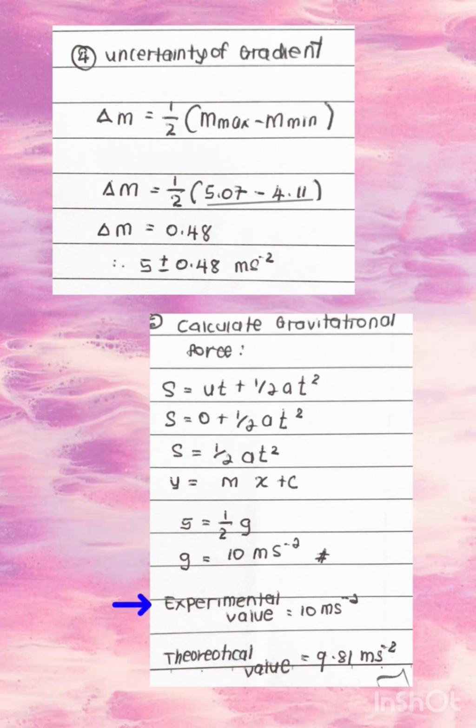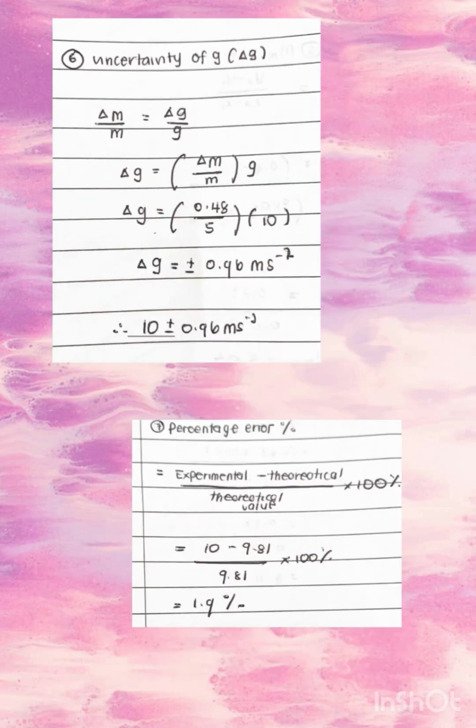The experimental value that we get is 10 meters per second squared, while the theoretical value is 9.81 meters per second squared. This shows that we have experimental errors while doing the experiment. Hence, from that, we have to find the percentage error involved in this experiment. Using the formula, we could get the percentage error is 1.9%.